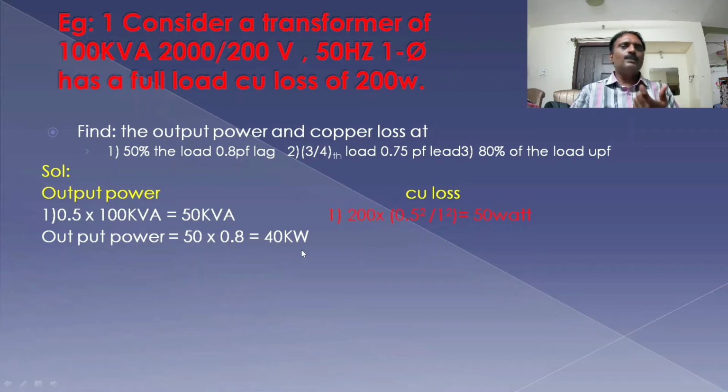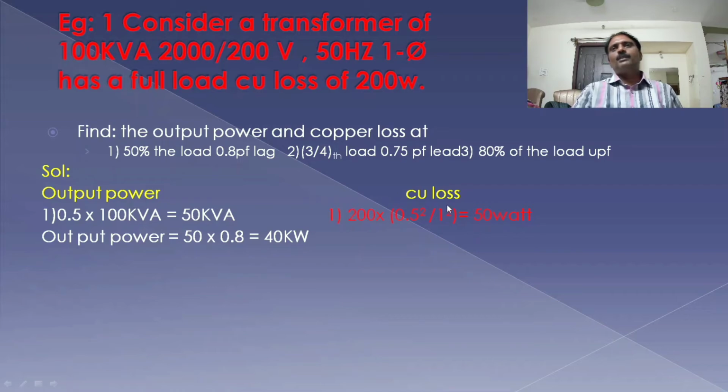One more important observation we have to make here is that the output power doesn't depend upon whether the power factor is leading or lagging, because whether it is 0.8 power factor lagging or 0.8 power factor leading, it is going to be this value only, 40 kilowatts. That is the reason why the efficiency of a transformer doesn't depend upon whether the power factor is leading or lagging. Of course it depends upon the power factor, but it doesn't matter whether it leads or lags. So here, with 0.8 power factor lagging, the output power is 50 into 0.8, that is VI cos phi, which is equal to 40 kilowatts.